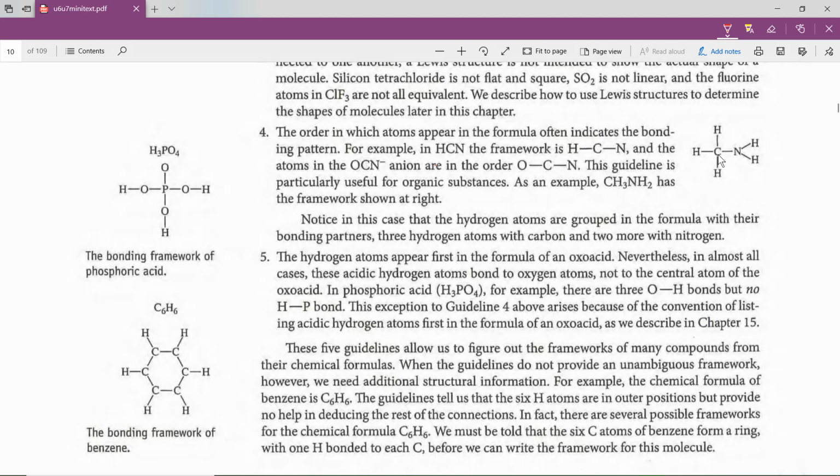CH3NH2: so you have a framework here, a methyl group, and then an amine group to give you methanamine or methylamine. So this is a condensed structure. It's condensed enough to show you that you have a methyl group and an NH2 group, and the hydrogens are grouped with the carbon and grouped with the nitrogen.